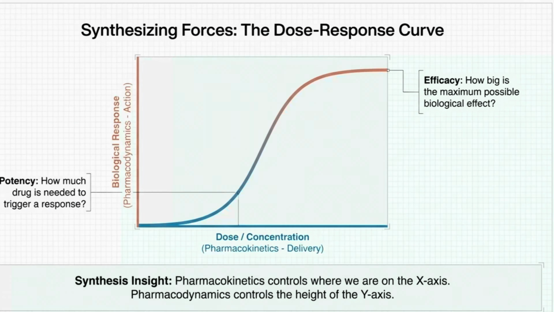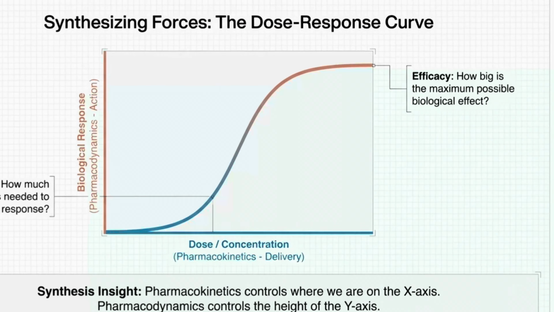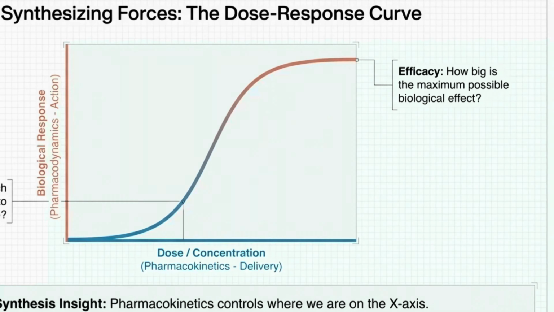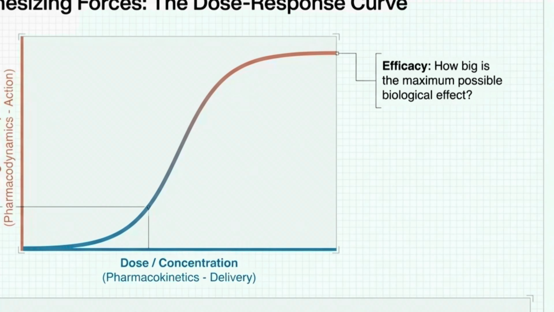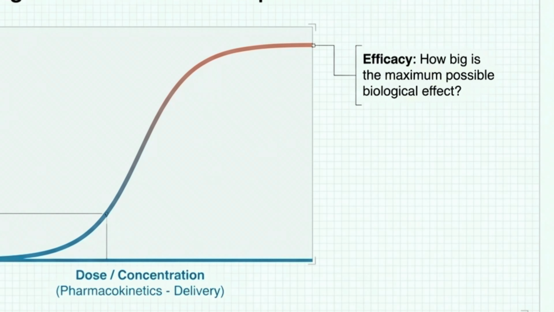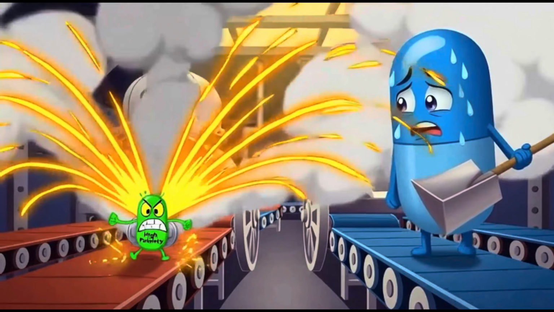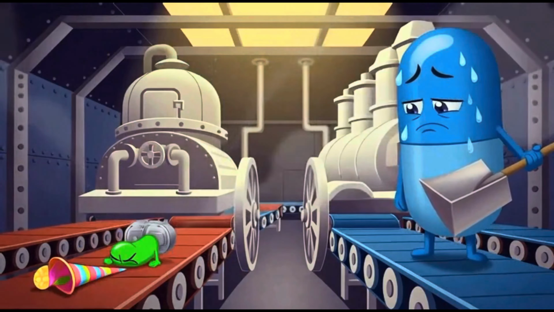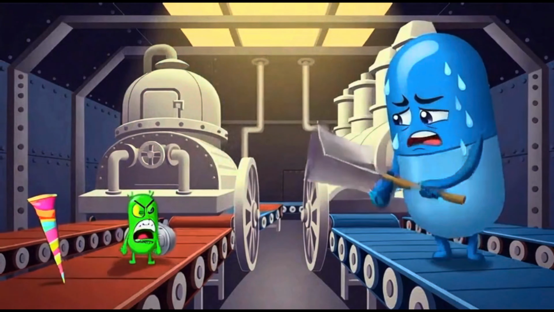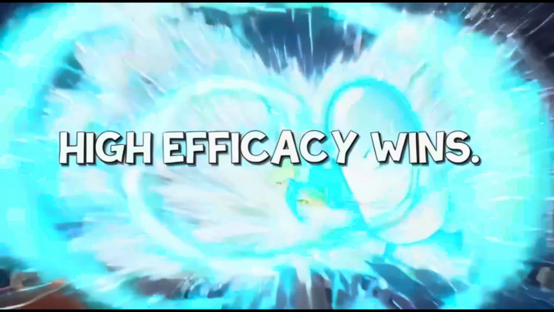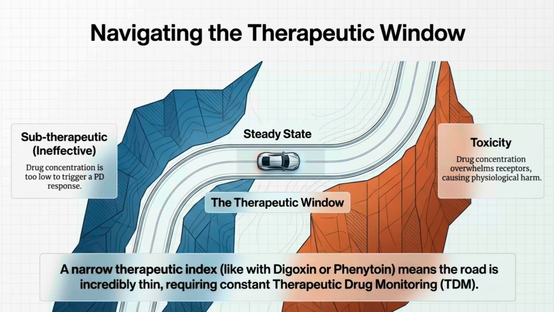This is the absolute ceiling. It asks, no matter how much drug we pump in, how big is the maximum possible biological effect? A highly potent drug might act fast, but a highly efficacious drug will always hit harder. In the clinic, we will almost always choose a drug with higher efficacy over a drug with higher potency. So, we want maximum efficacy.